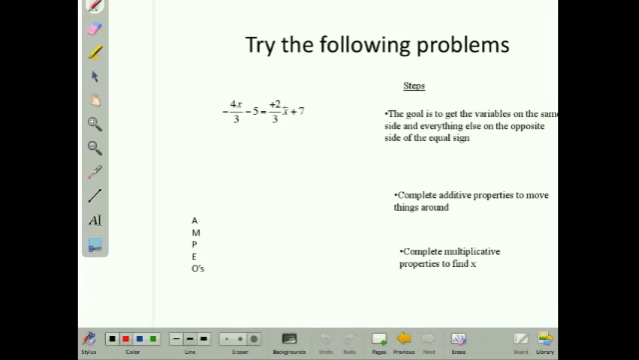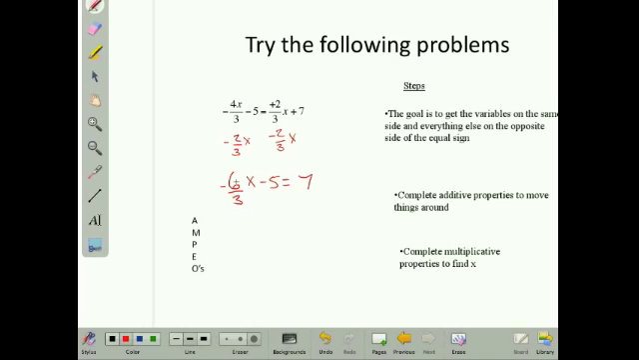Alright, so we've got another problem here. Once again, I need to move this positive 2/3 x to the other side, and so I can do that by subtracting 2/3 x from both sides. I have like denominators, which is nice, and I have the same signs, so I'm going to add, and this is going to become a negative 6/3 x minus 5 equals 7.